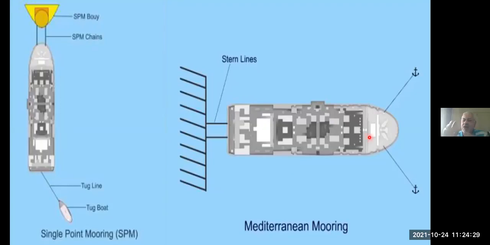So now see here, this is another type of mooring. This is Mediterranean mooring. And what is this Mediterranean mooring? Mediterranean mooring, this is the name. This is a jetty here, a fixed jetty. And the ship's stern is tied up with the mooring. Two ropes only.